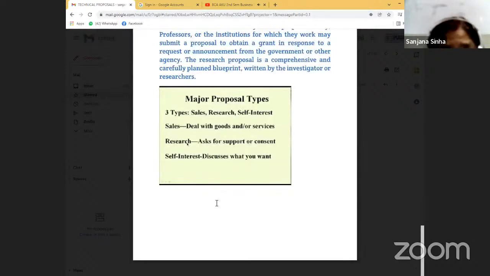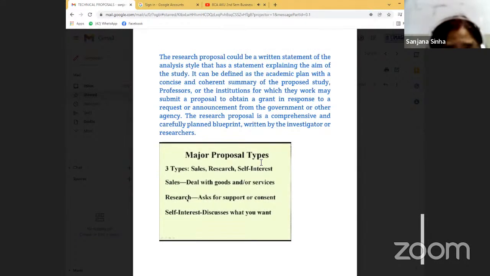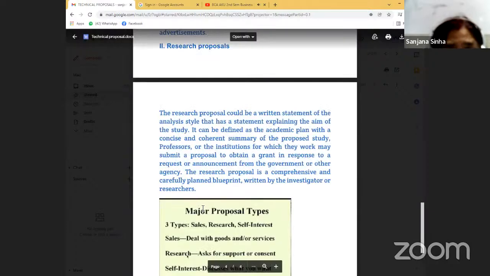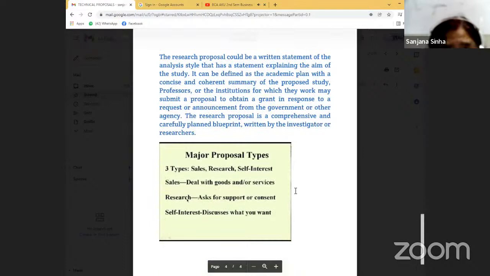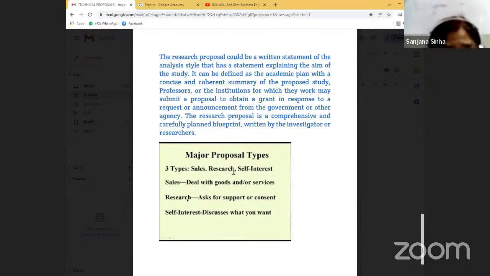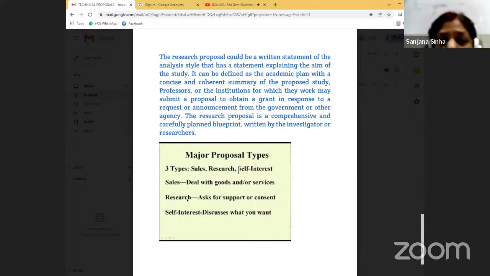Now, the third type is the self-interest proposal. Self-interest का मतलब होता है, पहला होता है फर्स्ट टाइप था आपने कहा सेल्स प्रपोजल, रिसर्च प्रपोजल, एंड देन द थर्ड टाइप इज सेल्फ इंटरेस्ट, which you are going to give a proposal as per your interest.